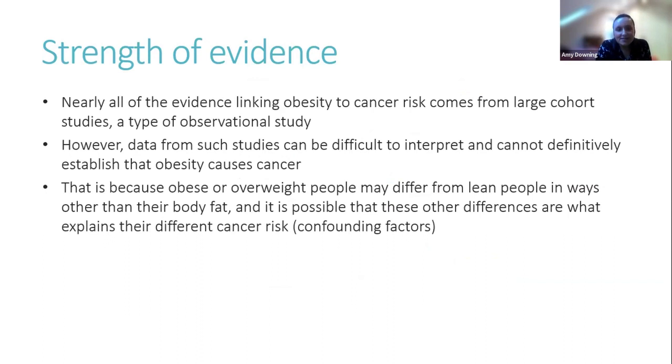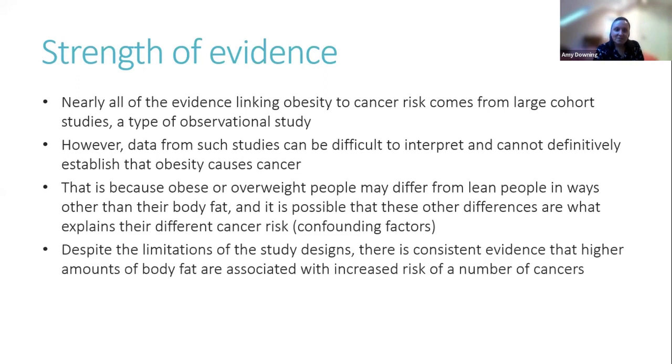So it may be that obese or overweight people differ from lean people in other ways apart from the body fat. And it's these factors that are maybe explaining the difference in cancer risk. And this is what we call confounding factors. And so a challenge for epidemiology is to try and establish and account for as many of these confounding factors as possible, so that what you end up with is a difference that can be attributed to obesity in this case. But despite these limitations, there is now consistent evidence that higher amounts of body fat are associated with an increased risk of a number of cancers.